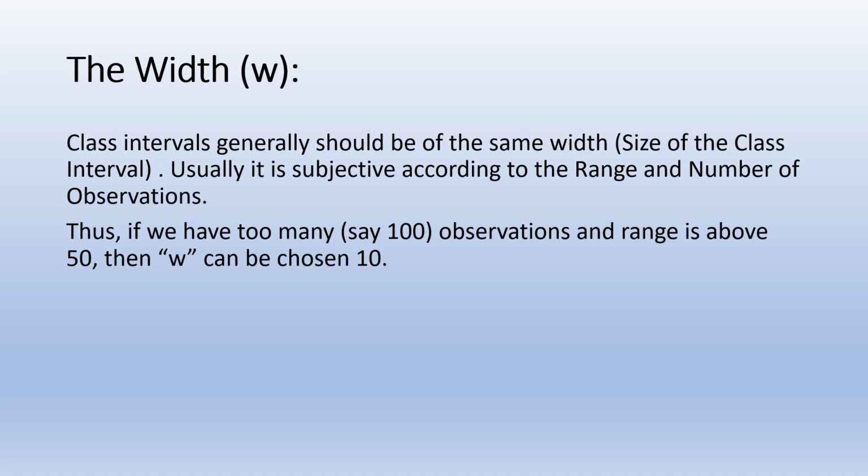Class width is the size of each interval. Usually class width depends on the range and total observations. If the range is above 50 and the sample size is large, we may choose a class width of 10, for example 30 to 39, 40 to 49, and 50 to 59, and so on.